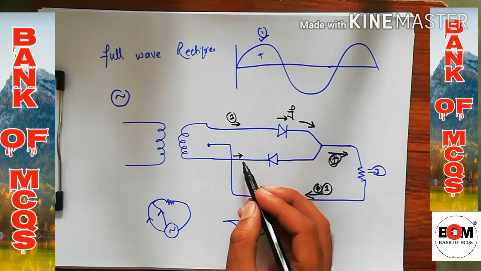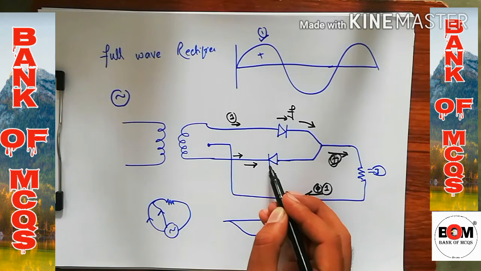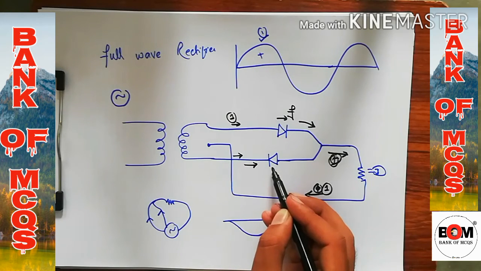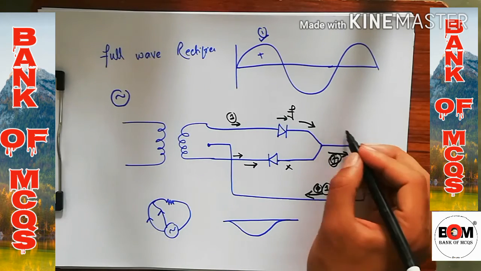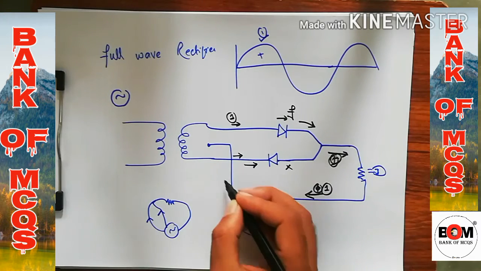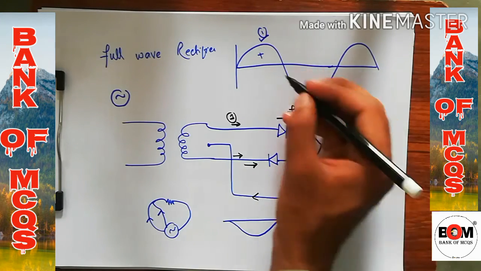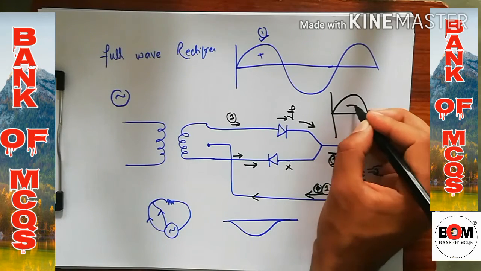While on the other hand, if electrons are coming in this way, this is reverse bias. So no current will pass in this way. So the current will start from the first diode and move in this way. As a result of this, the first half is rectified.